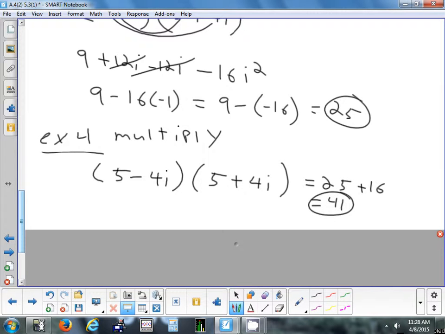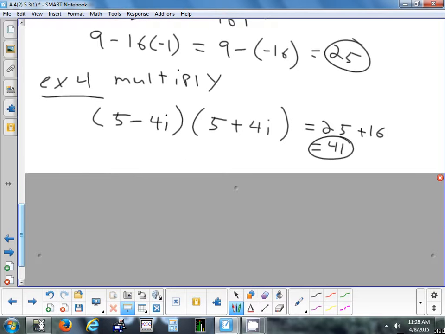It's a quick trick to multiply conjugates in your head. If you did the 5 times positive 4i and 5 times negative 4i, that's just going to cancel out. And then the last part, negative 4i times positive 4i, that's a negative 16i squared, just like we had before. That'll turn into a positive 16 plus a positive 5 times 5. So 25 plus 16. So it's only the first and the last? Yeah, it's just the number. Or you could think of it as multiplying the first and the last.